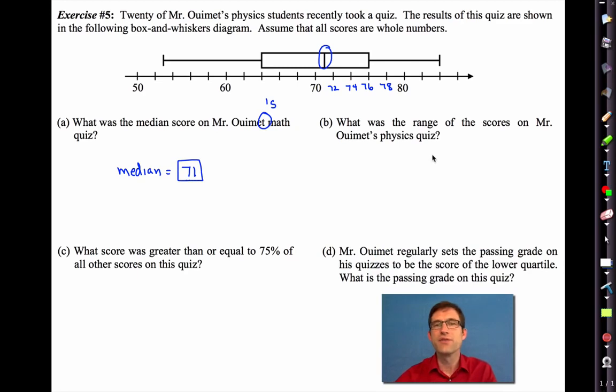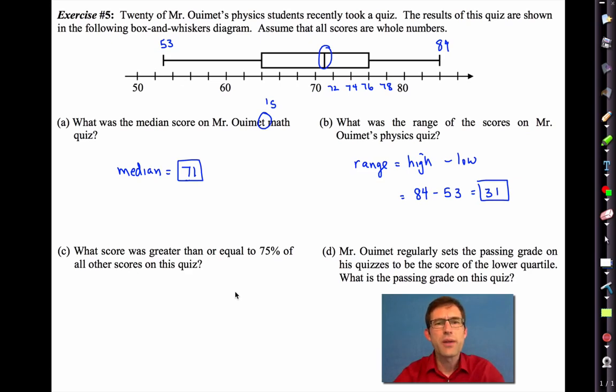What was the range of the scores on Mr. Ouimet's physics quiz? Well, we know that the range is the high score minus the low score. So the highest score was 84, and the lowest score was 53. So the range will be 84 minus 53, or 31.